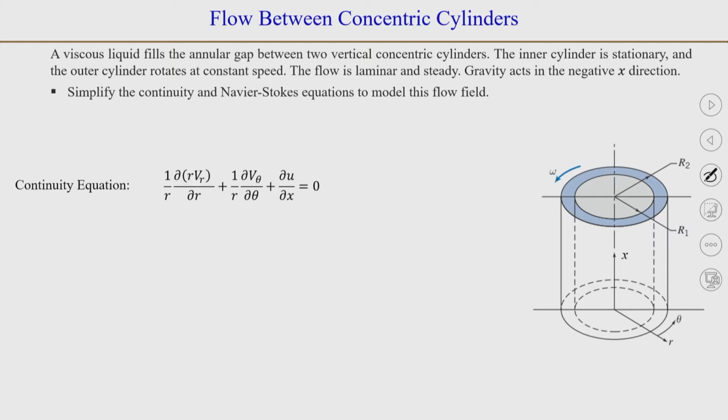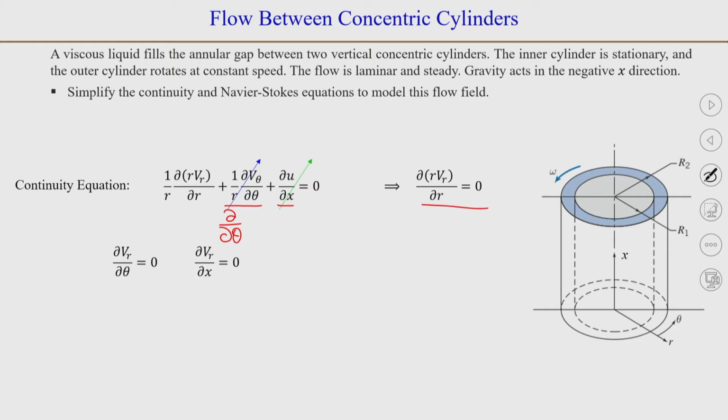So, when we look at the continuity equation, these two terms will be 0. This term will be 0 because the flow is axisymmetric, and ∂/∂θ of v_θ will be 0. This is 0 because u is 0, or you can also say that ∂/∂x of u is 0. So, that will simply mean that ∂/∂r of (r v_r) is equal to 0, which when integrated will give us that v_r is equal to c by r.